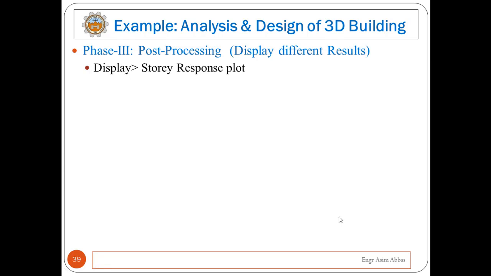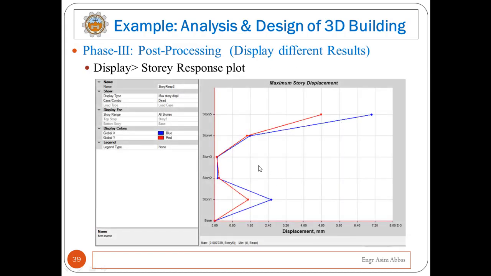For that, go to the display option, then click on the story response plot. So this diagram will appear and it will show the displacement in x direction and story in y direction. So it will actually give you the drift of story along global x direction and along global y direction.